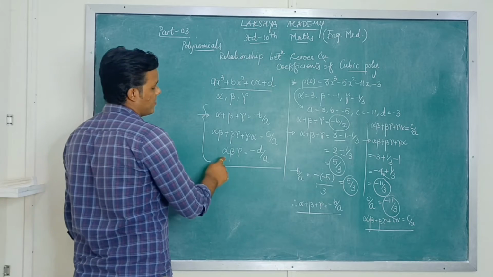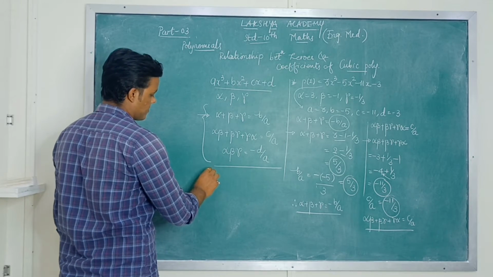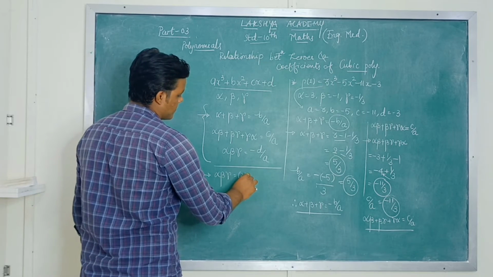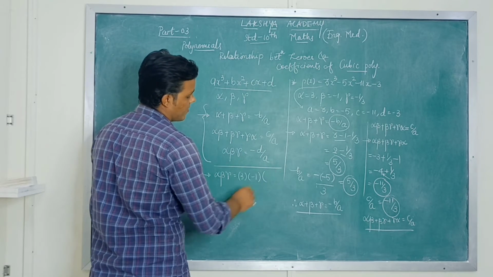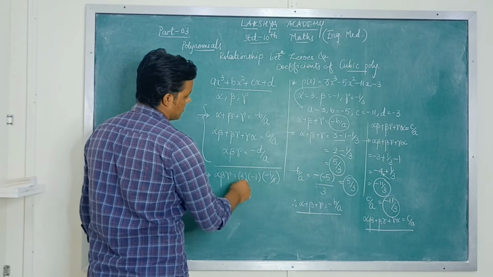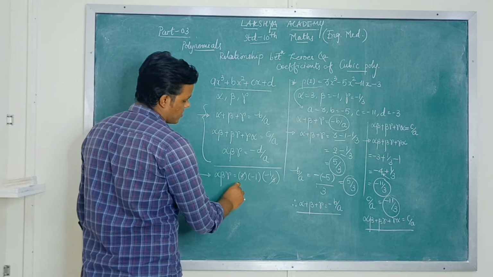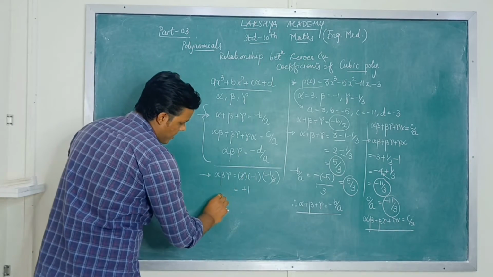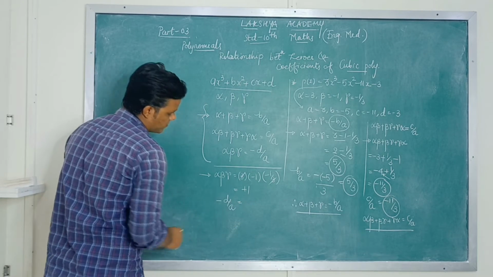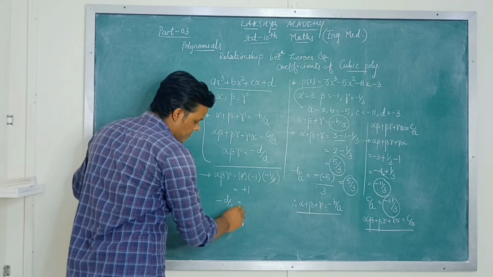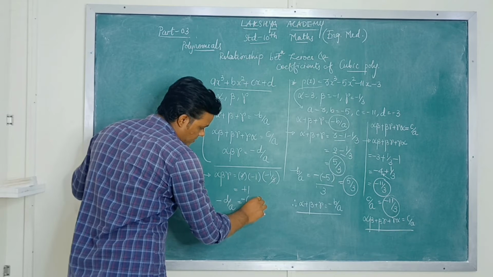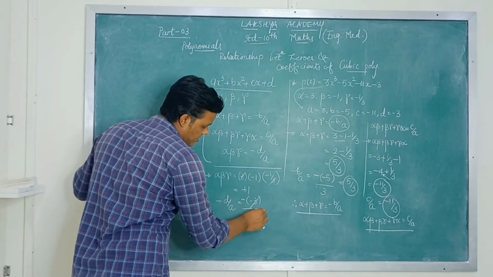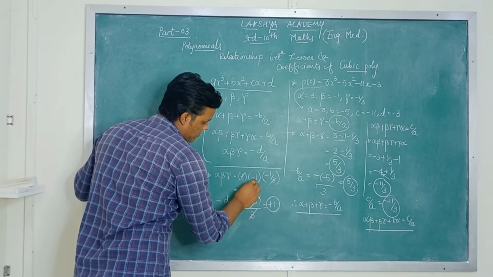Alpha beta gamma, the multiplication of all the zeros, equals 3 minus 1, and gamma is minus 1 by 3. 3 cancels out, minus 1 into minus 1 will be plus 1, and alpha beta gamma equals minus D by A. So minus D by A equals, the value of D is minus 3, and minus of the formula, minus in minus 3. The value of A is 3, minus minus plus, 3 cancels out, the answer is plus 1.